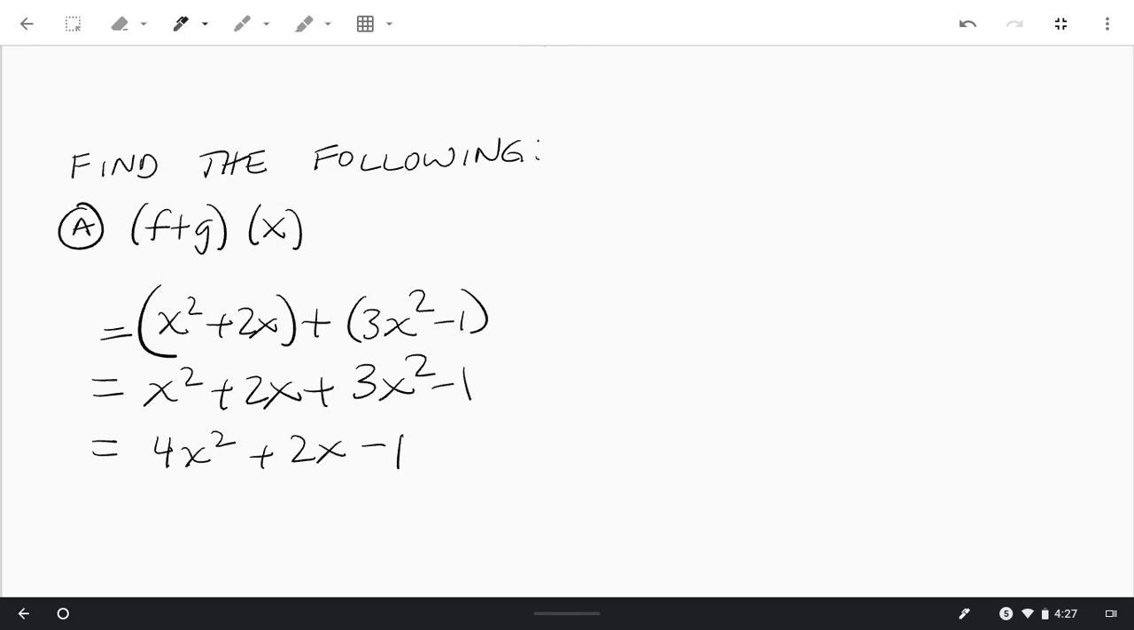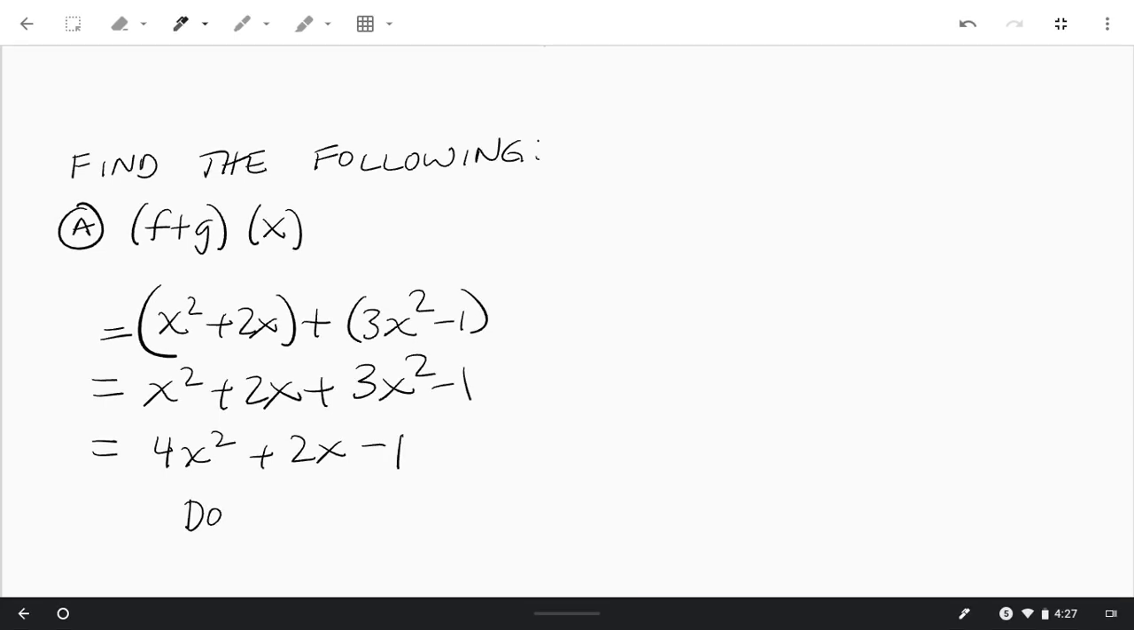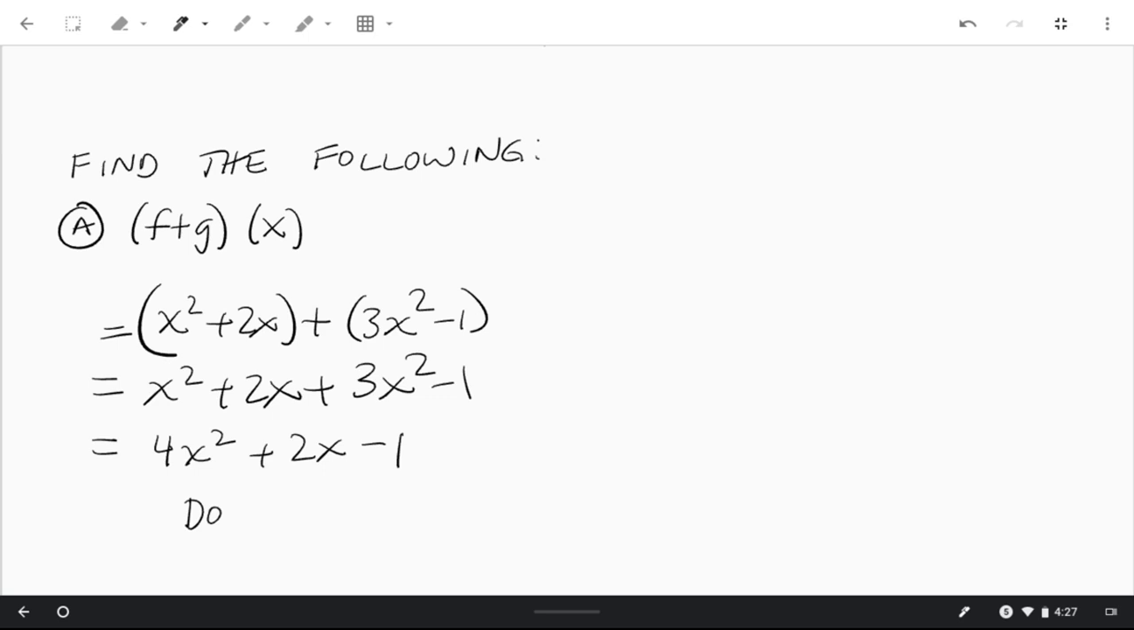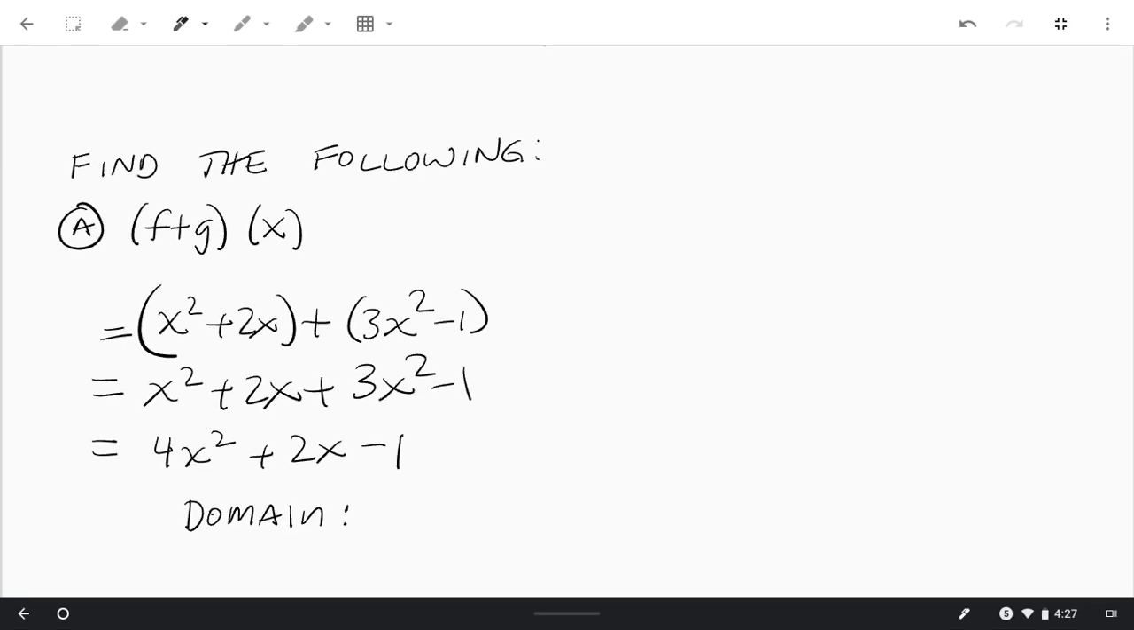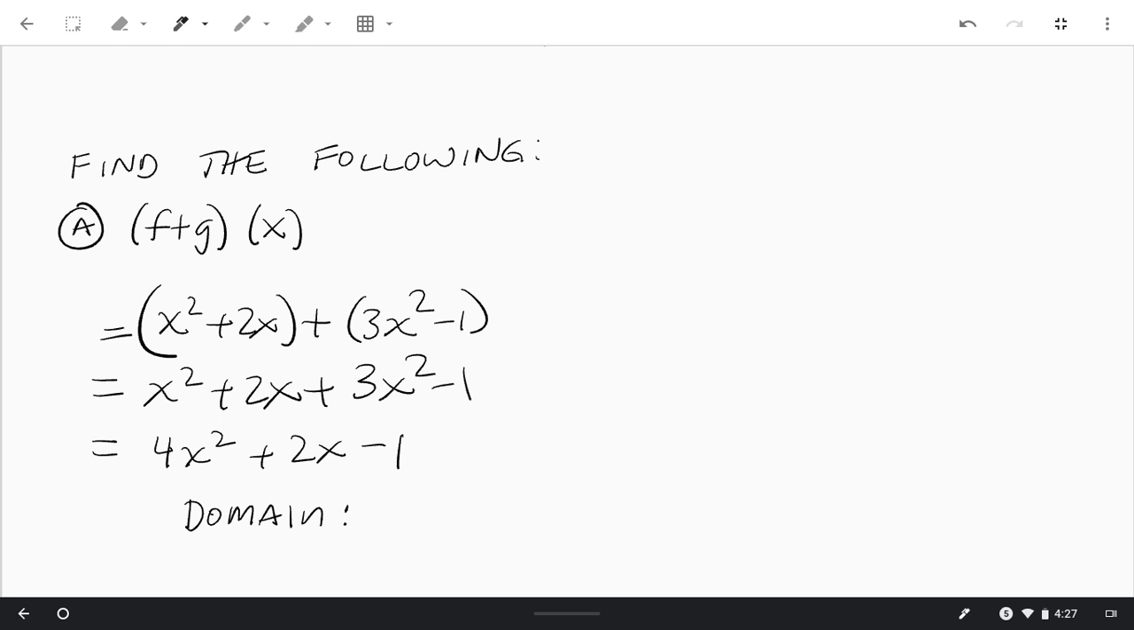The domain is going to be the intersection of the domain for f and g. If we look at the domain for f, it's all real numbers. The domain for g is all real numbers. So what do they have in common in their domains? Well, it's all real numbers.